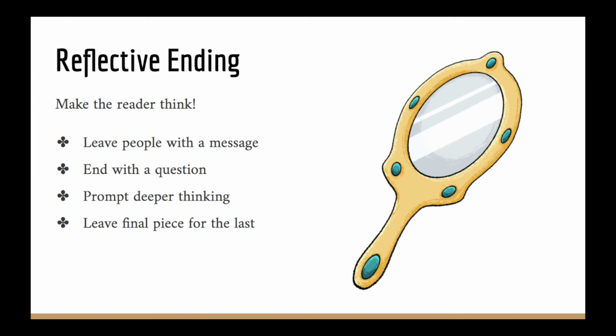If you want the reader to think about their life, then you may want to leave them with a message, some sort of moral to the story. You can also end it with a question directed at the reader. If you want the reader to think more deeply about your story, you might choose to not mention an important piece of the puzzle until the very last. However, that can be really hard to do without making your story confusing.